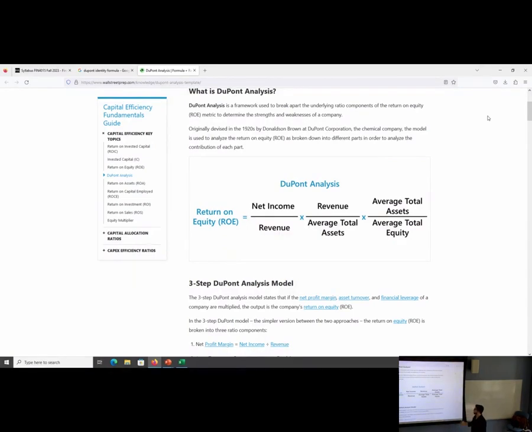How efficiently is this company generating those revenues? And lastly, how much liabilities, how much debt do they need to fund the assets that they use to generate their revenues? So what this DuPont identity is showing us are different levels of needed financial constructs to produce the bottom line.